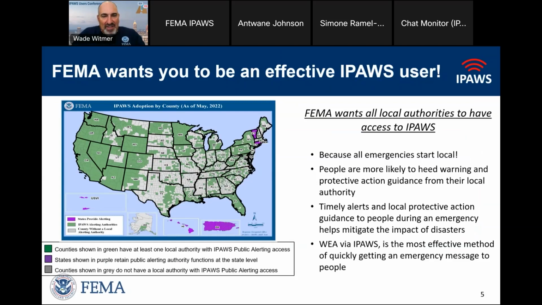We also want you to be effective at using it. Why does FEMA want local authorities to be online and have access to use these systems? That's because, as I mentioned earlier, and it's truly true, all alerts start local, right? So you local EMs, local authorities, you're at the forefront of the impact of all those events. You're the boots on the ground. You have the best real-time knowledge of what's happening in that area, and you're best positioned to quickly and effectively send an appropriate alert and warning and guidance to people who are in that same area to help them protect themselves and others around them stay safe from whatever's going on.